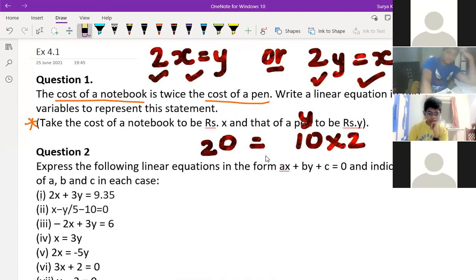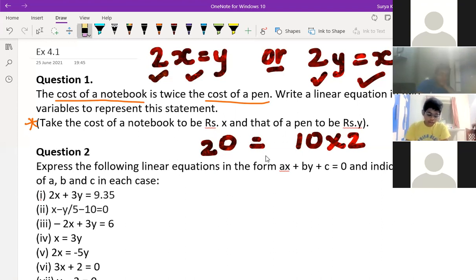If this is y and this is x, then 2x is equal to y. So we can take any cost, right, sir? Like 30 and 60, like that also. Yeah, this is an example for your understanding, as per the question I made.